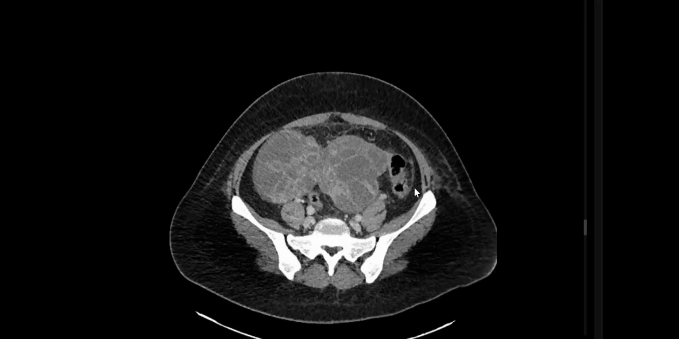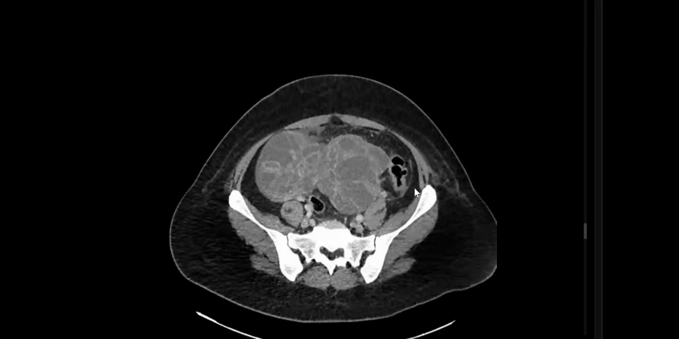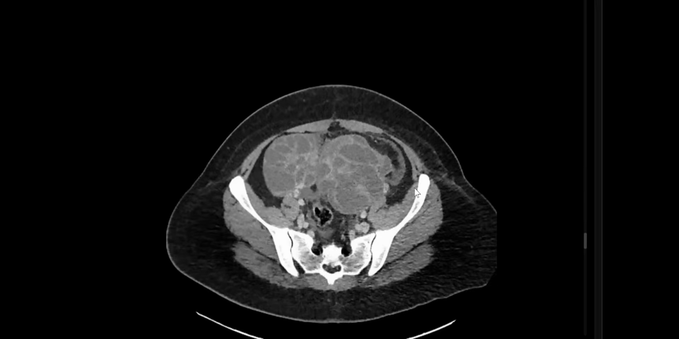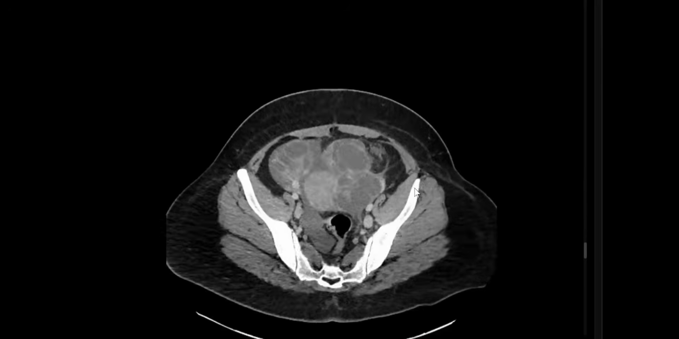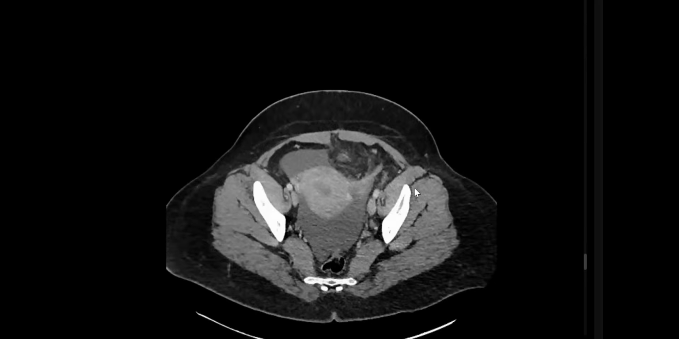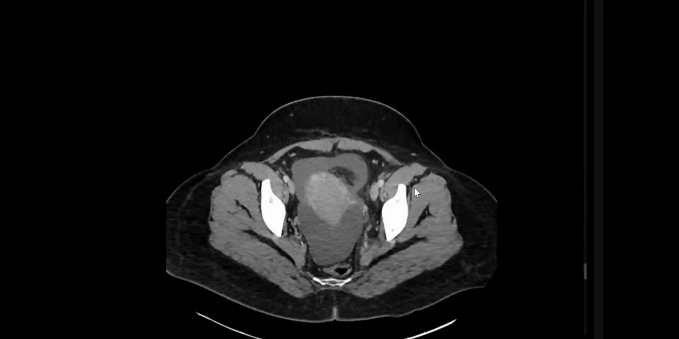So I see bilateral adnexal masses, multiloculated cystic with enhancing septa and solid enhancing components which are abutting each other in the midline. As I scroll down, I can see the uterus is mildly bulky and there is pelvic ascites.